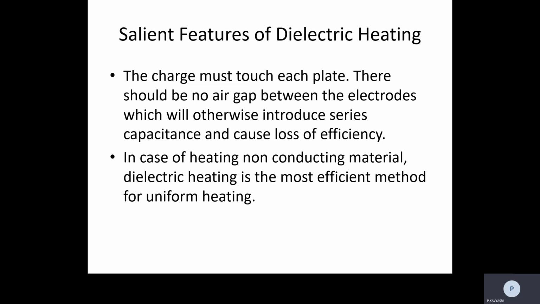In the case of heating a non-conducting material, dielectric heating is the most efficient method for uniform heating. Conducting material means a material which passes electricity through it, and non-conducting materials are like insulators. So in the case of heating insulating materials, dielectric heating is the most efficient method for uniform heating.